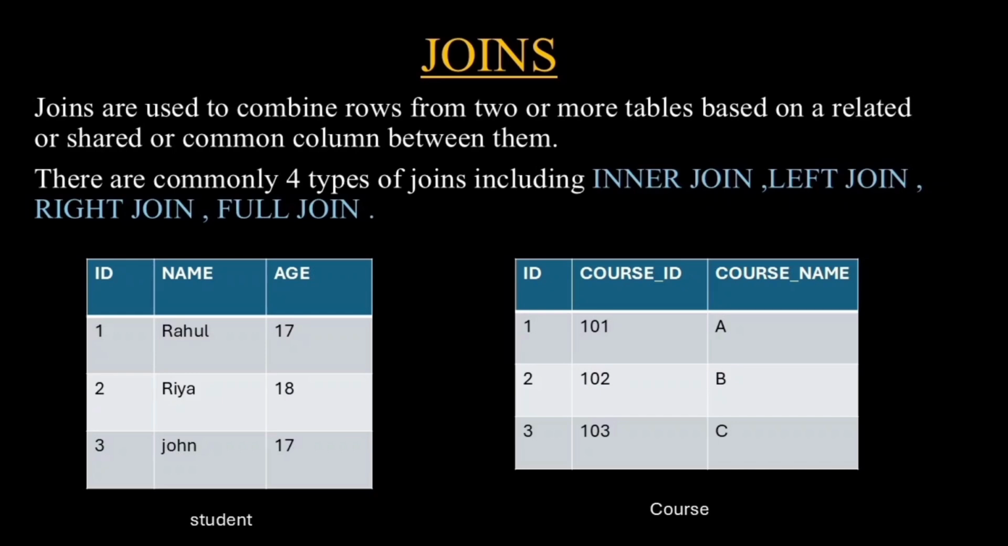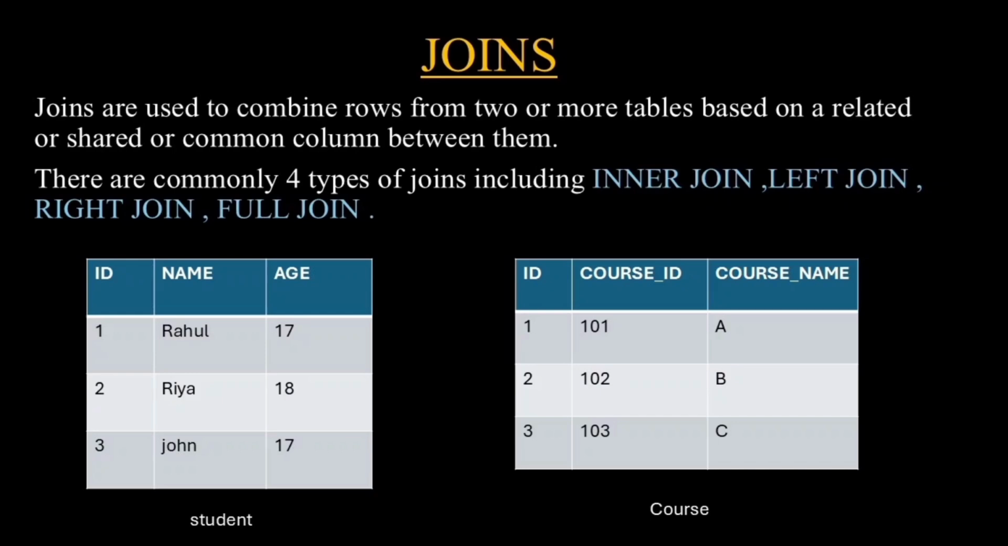consider an example of ID. The ID column is present in the student table and the course table as well. So that particular ID column is a shared or common column between all those tables. We can just join them and get all the related details we want from these two tables. There are commonly four types of joins used in SQL: inner join, outer join, left join and right join.